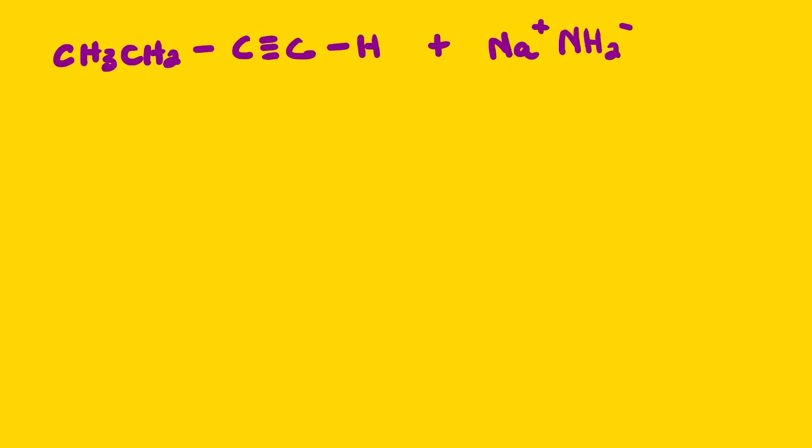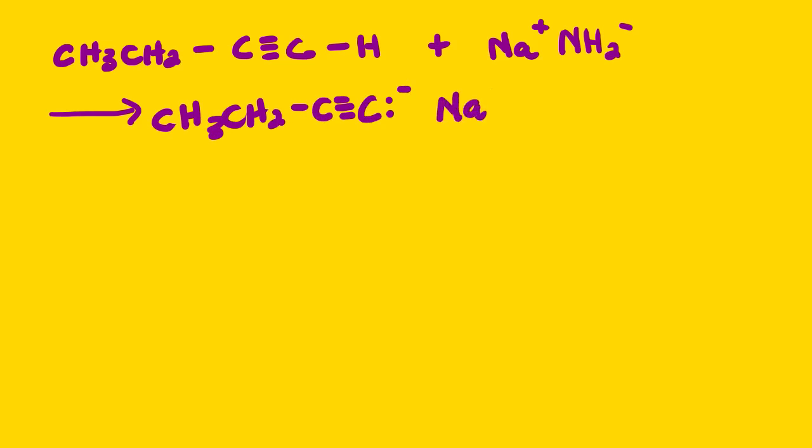Suppose we have this terminal alkyne. We react this with our strong base. We know that what will happen is that we are going to remove the proton. We'll be left with an alkynide ion plus ammonia.